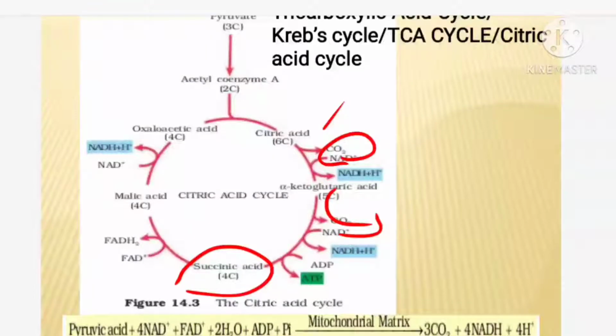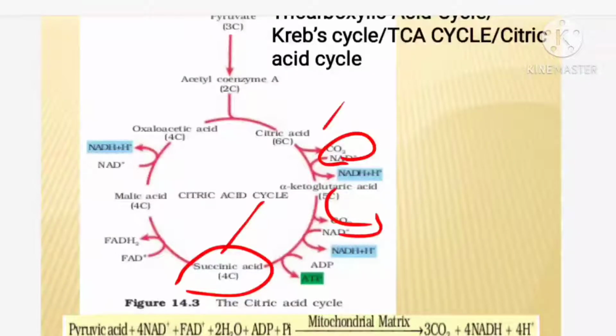So you know in the respiration carbon dioxide is given out, isn't it? So carbon dioxide will be released and succinic acid will be formed. So it will be reduced again a 4 carbon compound. So citric acid was 6, alpha ketoglutaric acid was 5, succinic acid was 4 carbon compound.